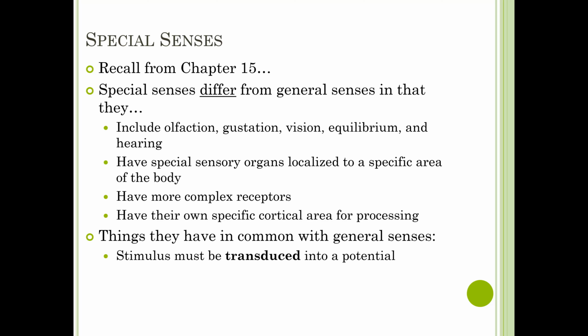Now, some things that they do have in common that we already covered in chapter 15. The stimulus must be transduced into a potential. So that means the stimulus has to be turned into an electrical signal that neurons can carry. And so again, a good part of this chapter is going to be focused on how these complex special sense receptors actually do the transducing. The receptors are also very specific, so a visual receptor will only be stimulated by light. And these receptors also have receptive fields, so that principle still applies.